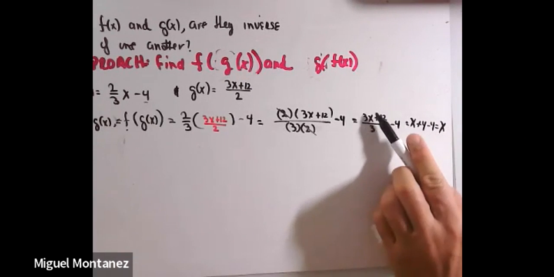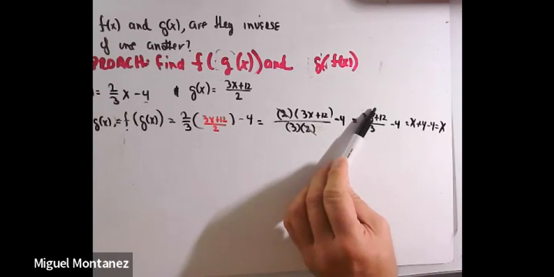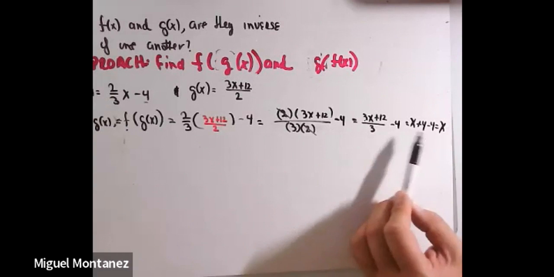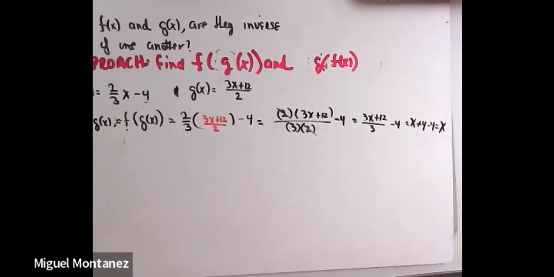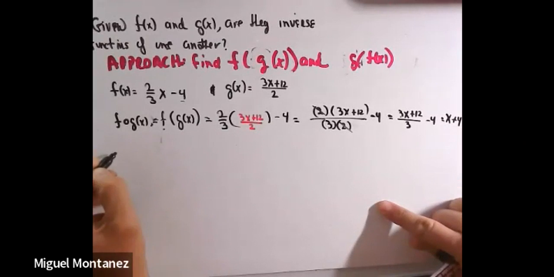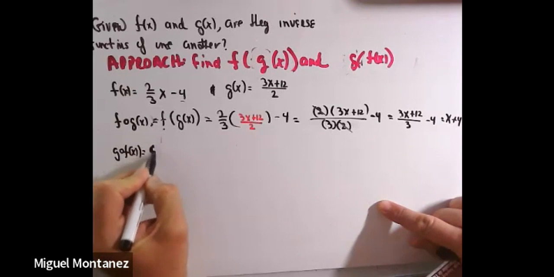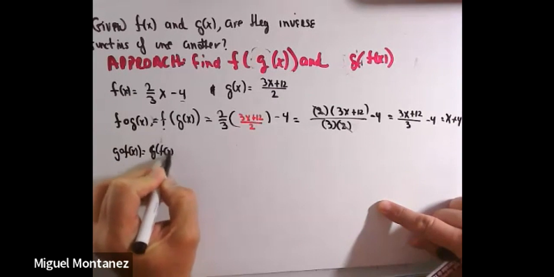So we just did divide and conquer. 3x over 3 is simply x, plus 12 over 3, which is of course 4. So that would be x plus 4 minus 4 equals x. So let's go ahead and find g of f of x. This is going to be g of f of x.